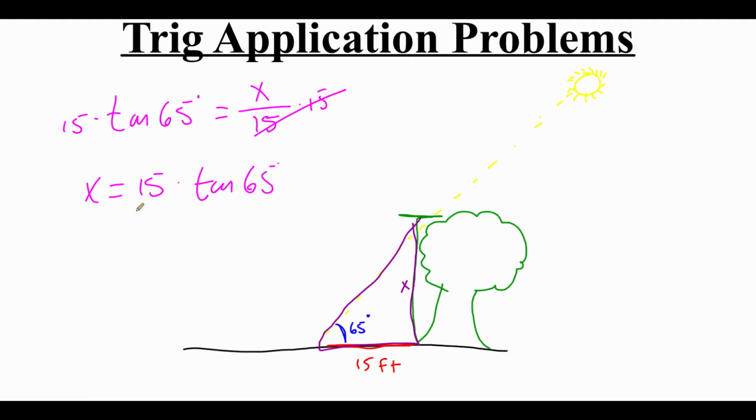Now we should be able to type all of this into our calculator. We do have to remember that since we're dealing with degree angles, we need to make sure that our calculator is in degree mode. So when we take 15 times that tangent of 65, we should get about 32.17 feet as our answer. So this tree is just a little bit more than 32 feet tall.